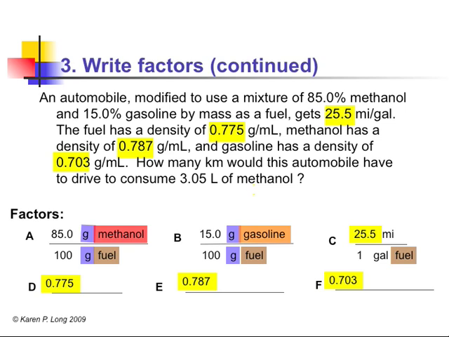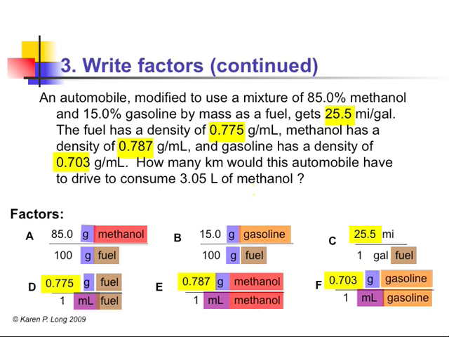The next three numbers are all densities. The units, grams per milliliter, which means 1. Now, 0.775 grams per milliliter is the density of what? Fuel. So it's grams of fuel and milliliters of fuel. Density is mass per unit volume of the same substance. This is different from the situation with percents because we have the same substance top and bottom and different units. Our other two densities are for the other substances, methanol and gasoline.